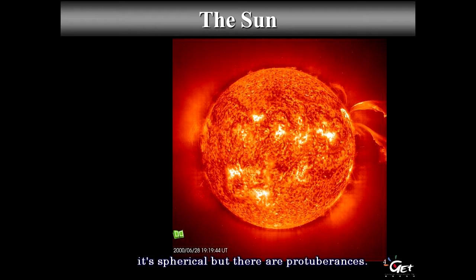There are protuberances, things that seem like ejections, like you remember when we were talking about satellites, when we have those magmatic ejections or cryomagmatic ejections. This is the same kind of thing. You have those ejections from the surface of the Sun.